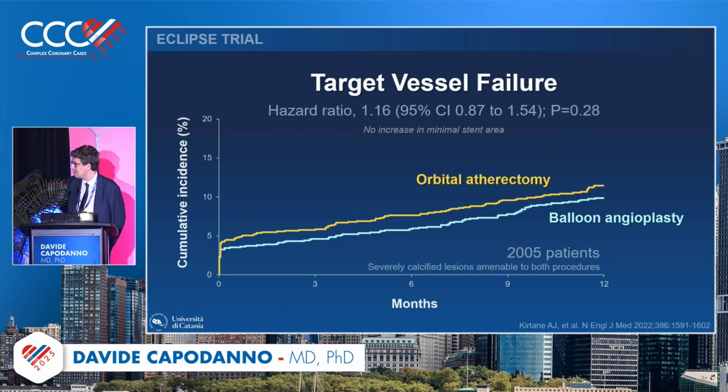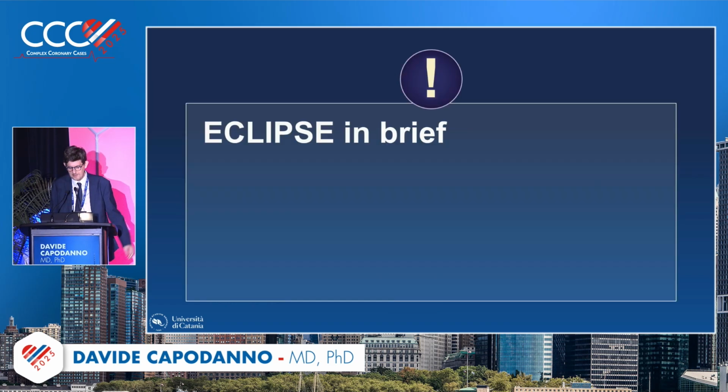And we have seen these disappointing results of ECLIPSE, where the primary endpoint was target vessel failure in this very large study of more than 2,000 patients with severely calcified lesions amenable to both procedures. There was no difference in terms of the primary endpoint between orbital atherectomy and balloon angioplasty, and there was also no increase in the minimal stent area. So ECLIPSE, in brief, tells us a story which I think is relevant.